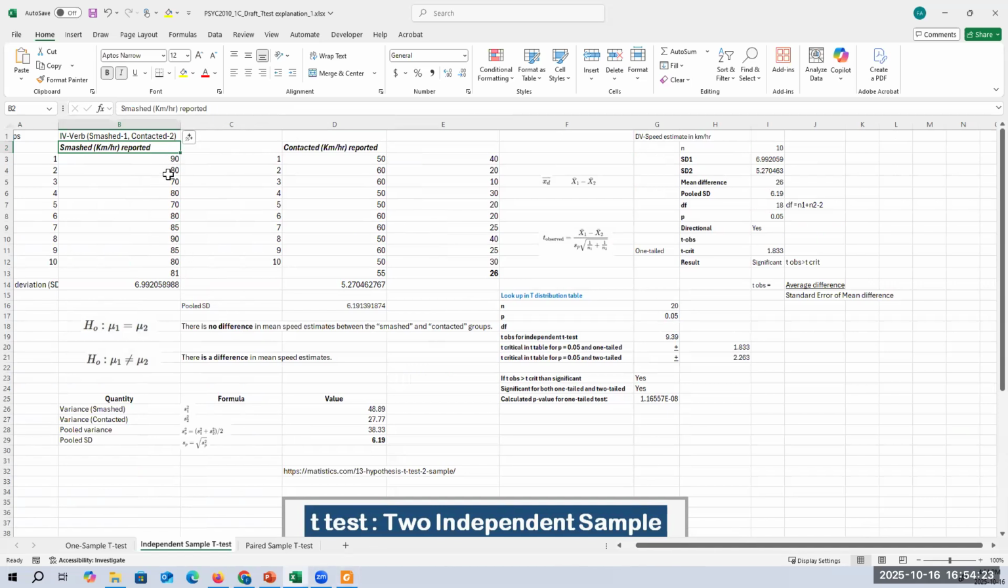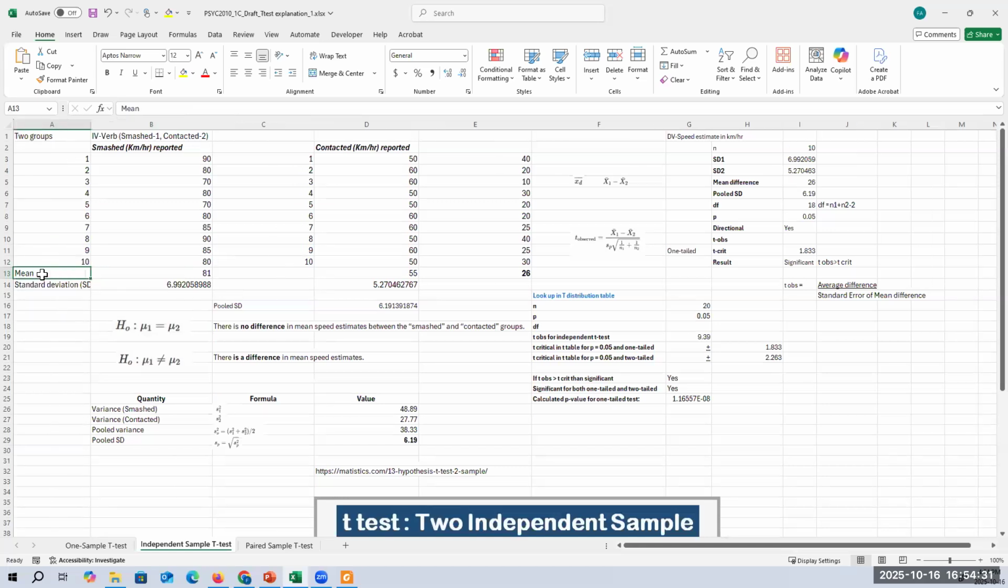So you have the speed estimate. The participants who heard the word smashed, on average, reported 81 kilometers per hour, so this would be the mean. Let's keep that in terms of the Canadian system, I guess it's different from the American system. And for the contacted group, it's a much lower speed estimate: 55 kilometers per hour.